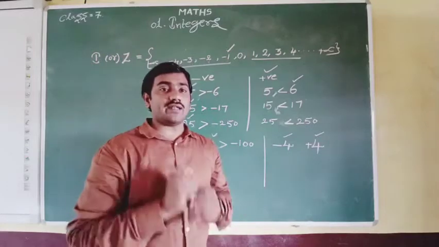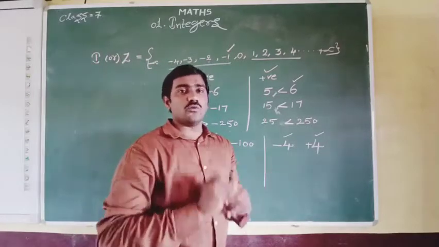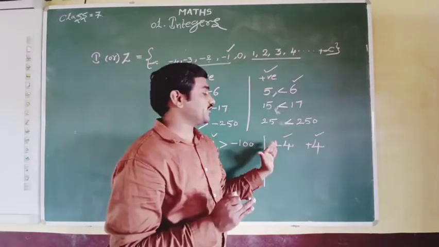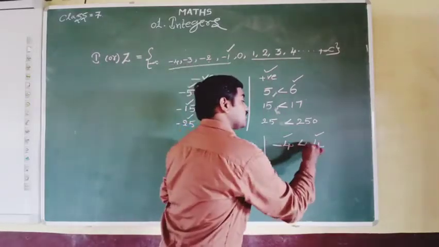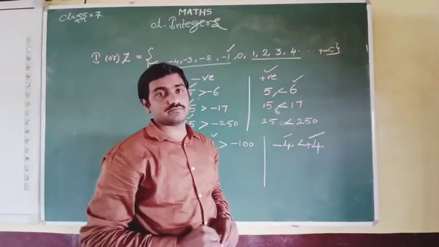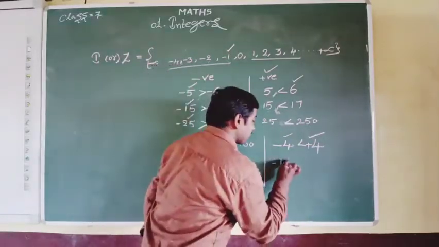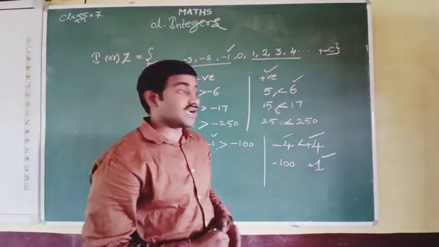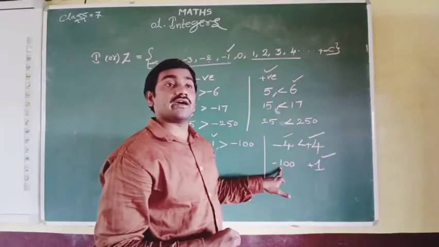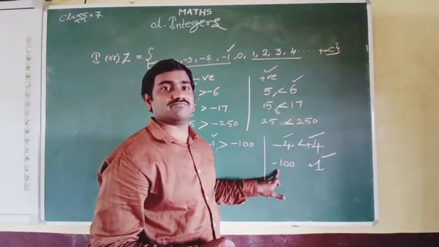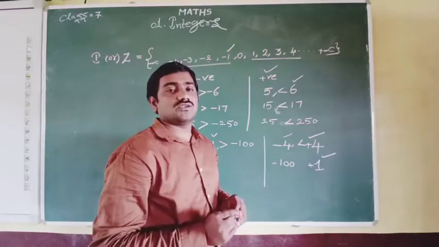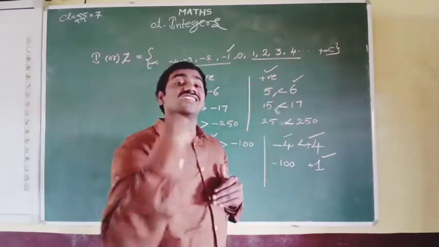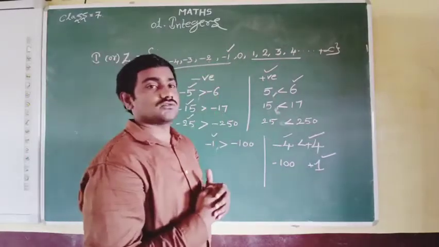Which one is the greater value? As I told you just before, the positive values are always greater than negative values. So positive values are always bigger numbers. Here minus 100, here plus 1. So plus 1 is greater. Do not think that 100 is a bigger number, because before the 100 there is a minus. So positive values are always greater than negative values.